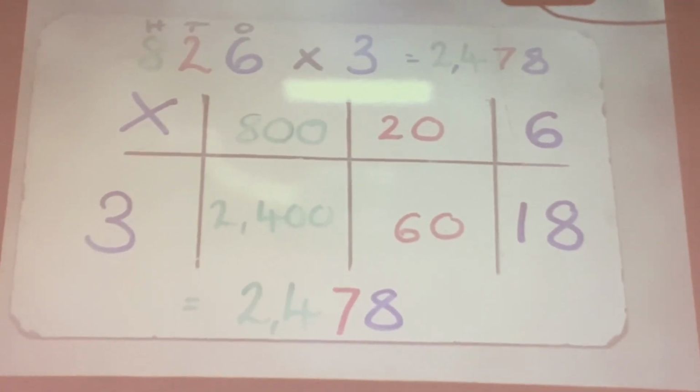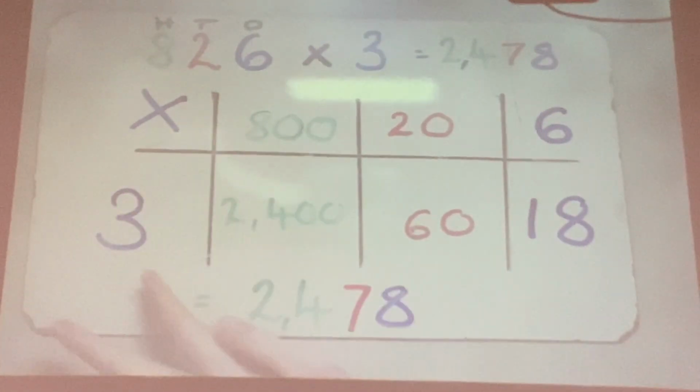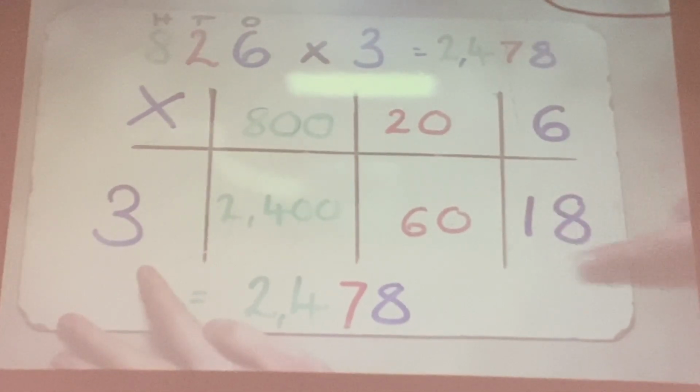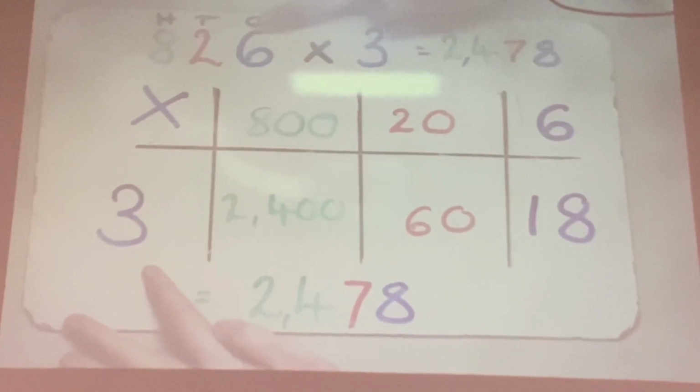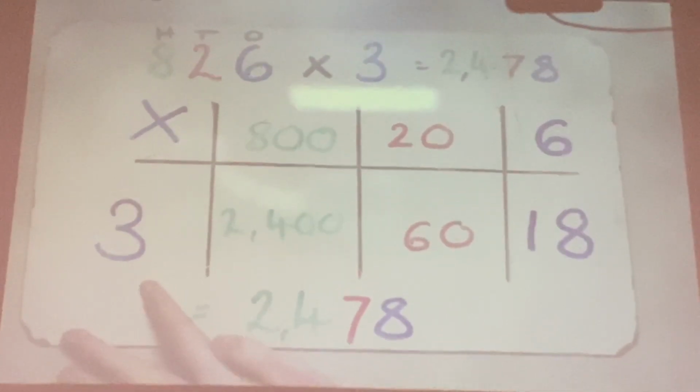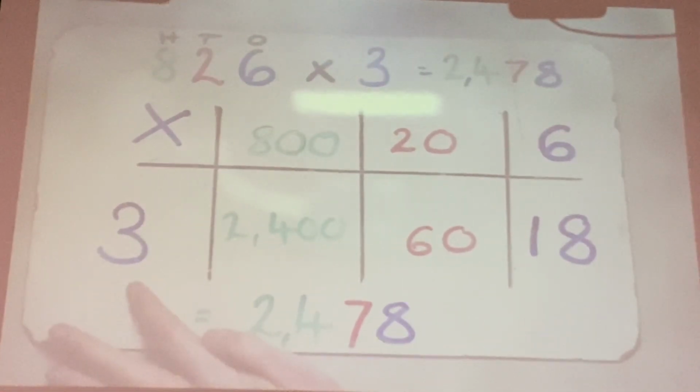So the first thing I'm doing is 6 times 3. And here we write the answer of 18. The next ones, we're moving on to our tens. There are 20 tens in 826. Therefore, we're doing 20 times 3.